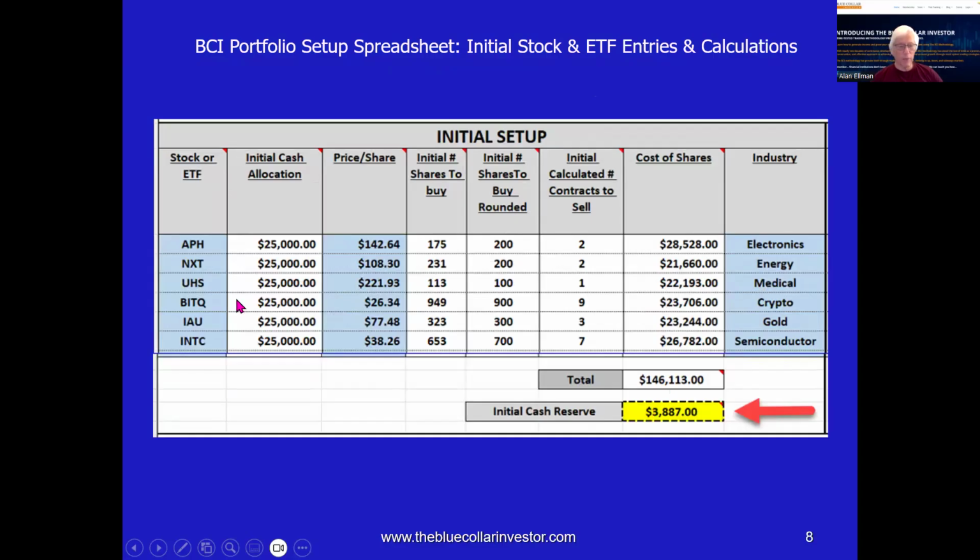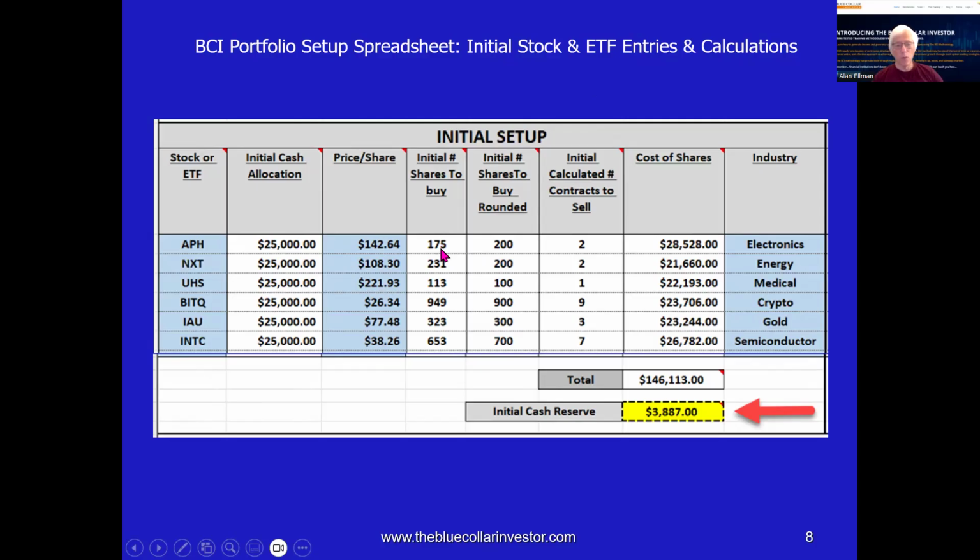Now, in section 3, we enter the 6 tickers. The first 3 were the stocks, the next 2 were the ETFs, and then the Dow 30 Intel. 6 positions, 150K. We're going to allocate about 25K per position. We fill in just the blue cells, price per share when we're setting up the portfolio, and we enter the industry to make sure we're not duplicating industry segments. The spreadsheet will then tell us, well, let's look at APH, for example. With 25K, 142.64 per share, we could buy 175 shares, but with options, we do it in 100 share increments.